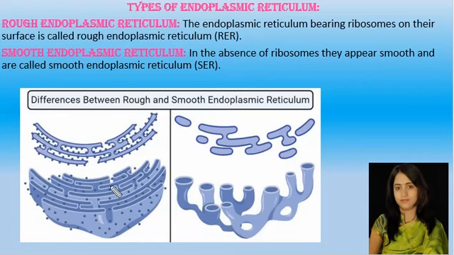The rough endoplasmic reticulum is the extension of the outer membrane of the nucleus, whereas the smooth endoplasmic reticulum is peripheral in position and it may be connected with the outer plasma membrane of the cell.